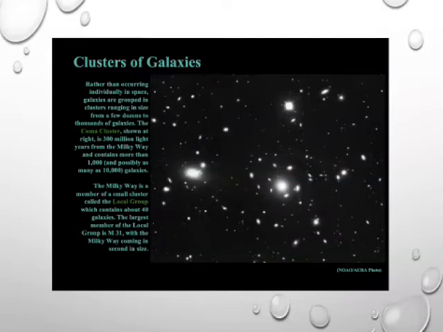Galaxies are grouped into some kind of clusters. They don't occur individually. They are in some kind of groups or friends. This is a picture of the Coma cluster, which is 300 million light years away from the Milky Way. It contains more than 1,000 smaller galaxies, or even up to 10,000 galaxies. The Milky Way, our Milky Way, is also a member of a local group of cluster, which contains about 40 galaxies. The largest member of the local group is M31, and then our Milky Way is the second in size within that local group.